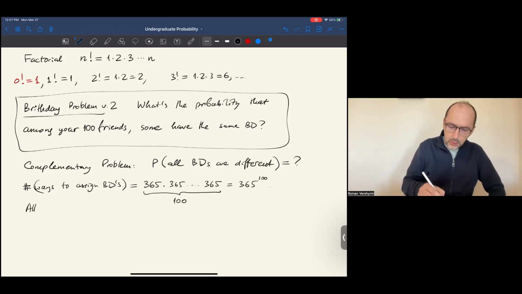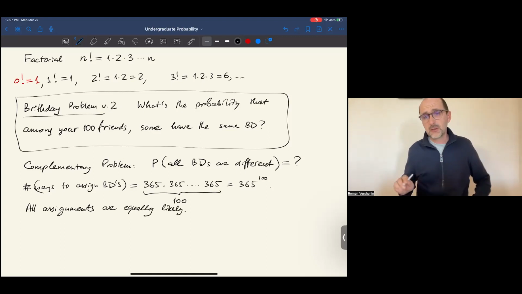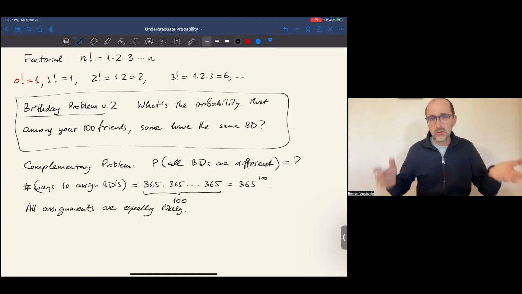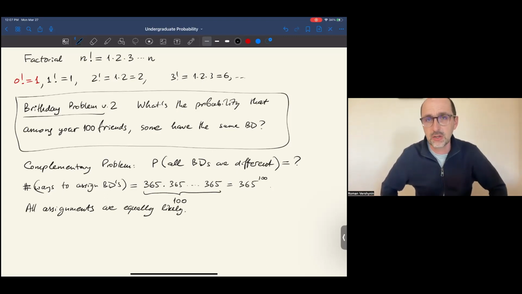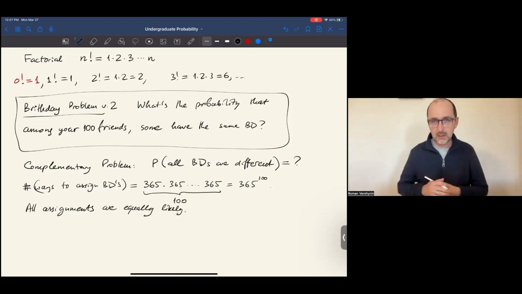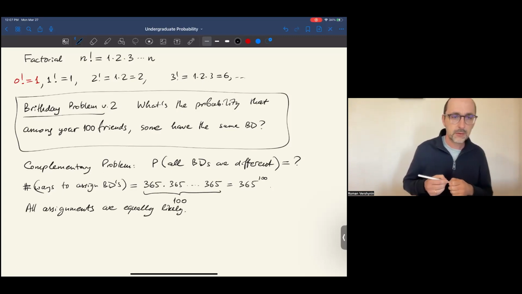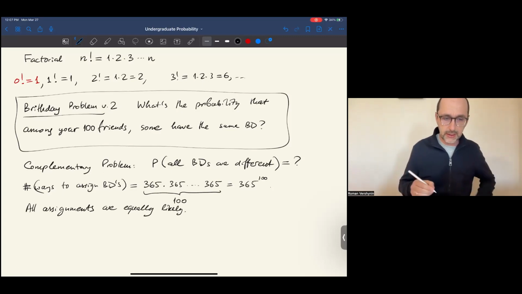And we assume that all such assignments are equally likely. This is because we don't care. We don't know what the friends' birthdays are. So every combination of birthdays is going to be the same to us. It's going to have the same probability before we know it. So all birthday assignments are equally likely.